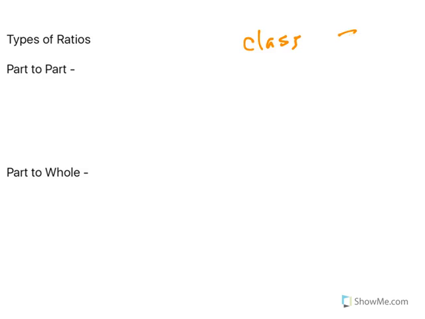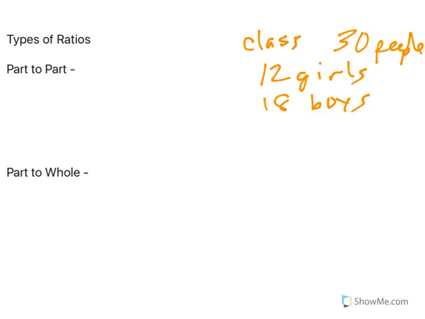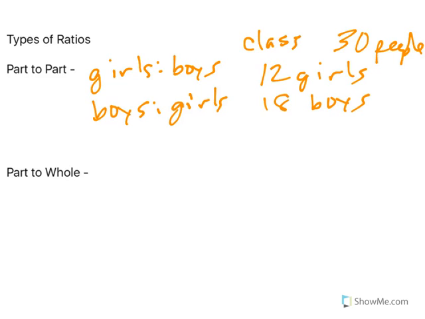Now, in a class, there are 30 people. There are 12 girls and 18 boys. Okay, now a part-to-part ratio could be girls to boys, or it could be boys to girls. And yes, those are different, depending on what comes first. Part-to-part, the reason those two are part-to-part is because girls and boys are both part of the total population. So because each is a part, it is called a part-to-part ratio.